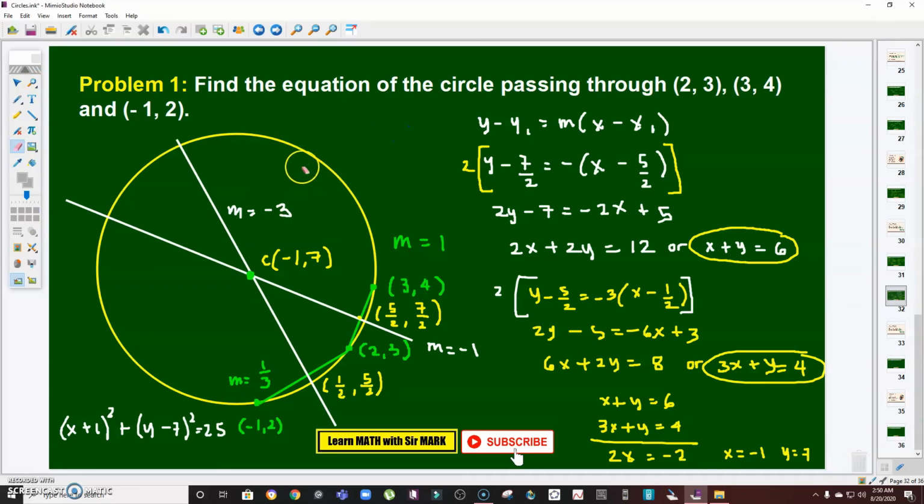It's a bit longer compared to the other method, but of course it's good that you have an alternative way. Again, let me reiterate. The idea here is to get the perpendicular bisectors connecting these points. Then the intersection of the perpendicular bisectors will be the center. Once you have the center, get any point. What I did here is the point (2, 3) and negative 1, 7. I took the distance, and that will be the radius. Of course, like I said, I'm going to show you the actual illustration.